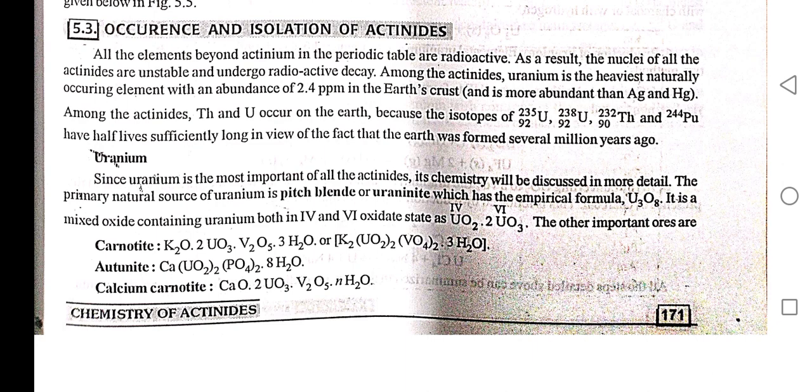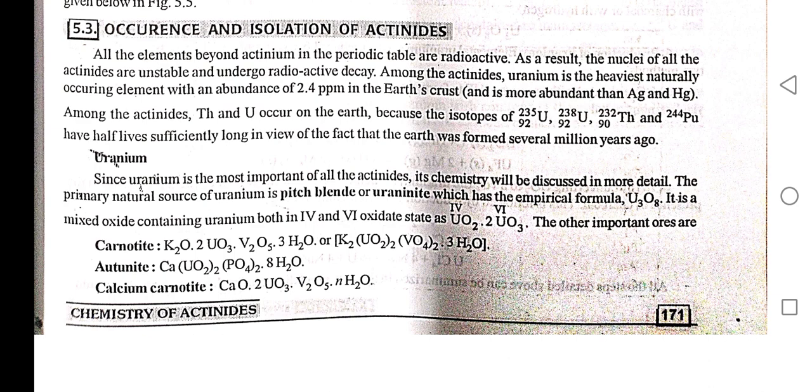Among the actinides, uranium is the heaviest naturally occurring element with an abundance of 2.4 ppm in the Earth's crust. Among the actinides, Th and U occur on the Earth because of the isotopes 235U (atomic number 92), 238U, 232Th (atomic number 90) and 244Pu.